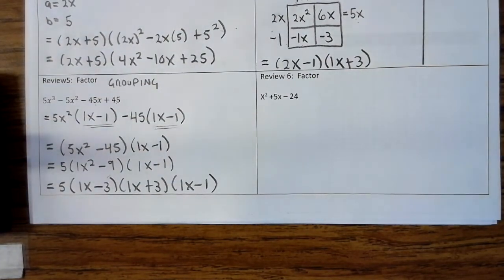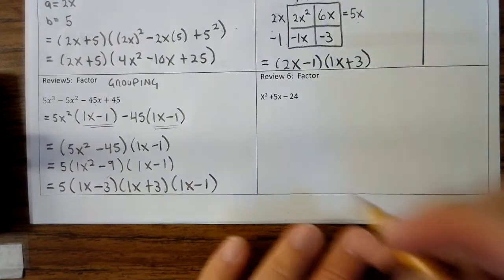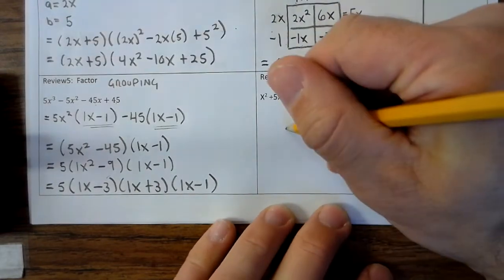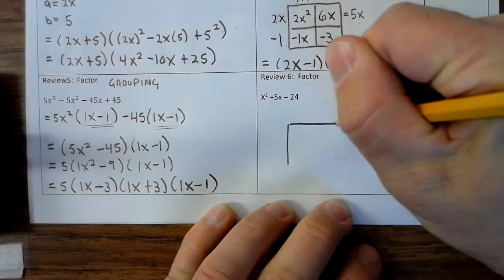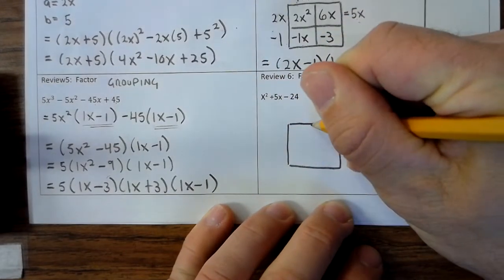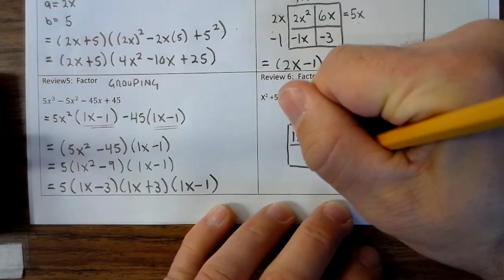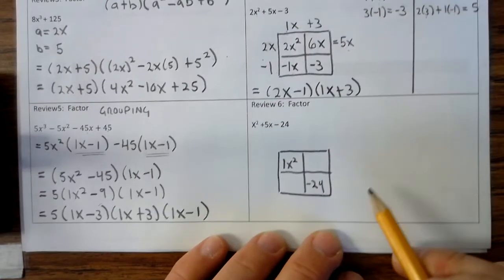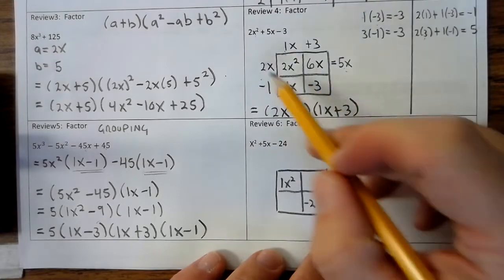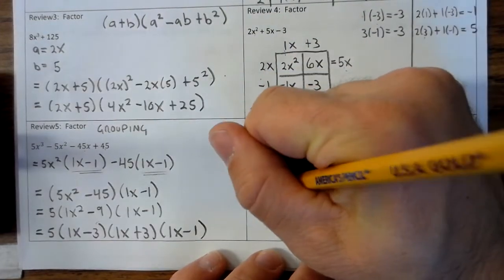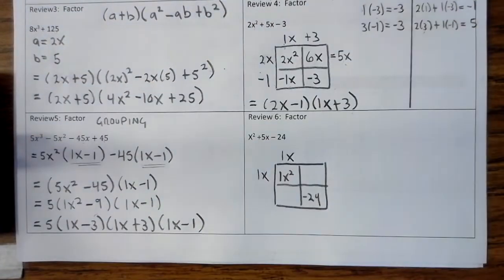All right, review 6. Factor. 3 terms, reverse box method. First term is 1x squared, last term is negative 24. This one's going to be easier than review 4 because this had a 2 and 1. When it just has 1 and 1, the factoring is much easier.